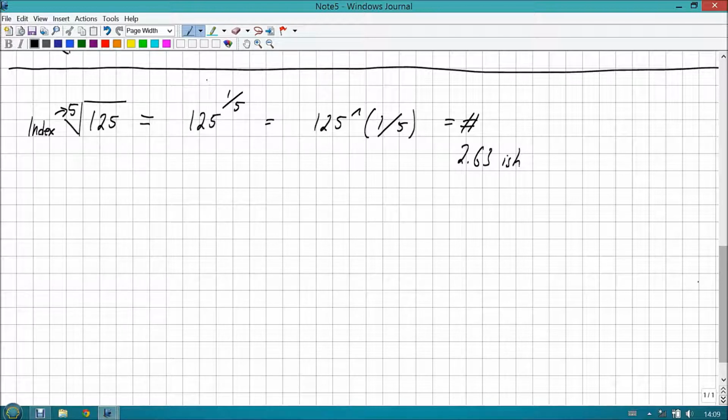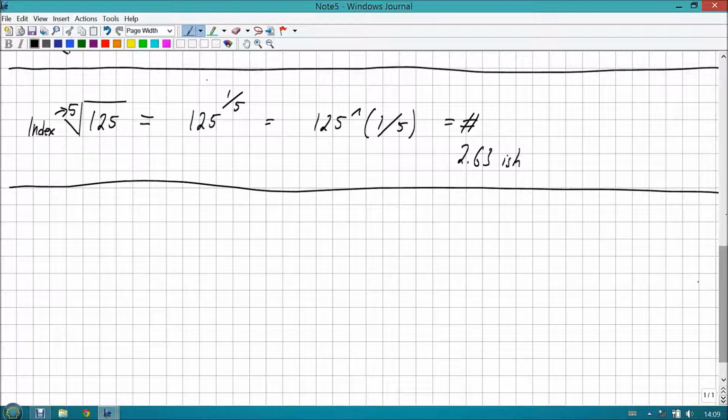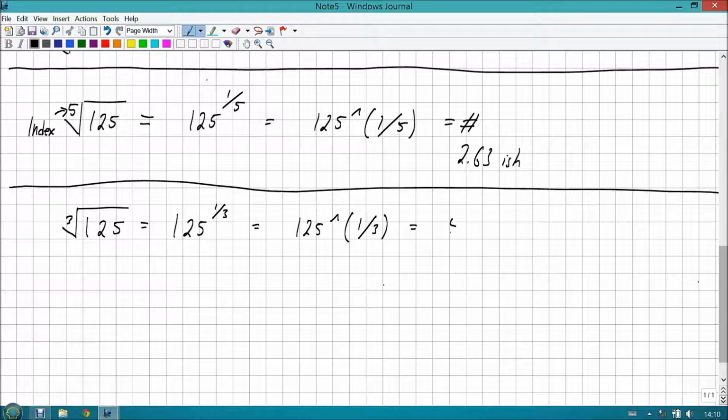All right. So yes, this can be really confusing, especially when we start doing some weird stuff with our exponents. But it does allow us to find multiple roots of any number. For example, what is the cubed root of 125? Well, that's 125 to the 1/3 power, which is 125 caret 1 divided by 3, which is, surprisingly, 5.